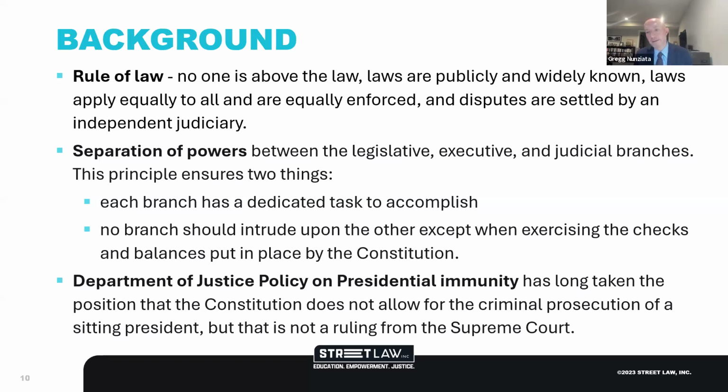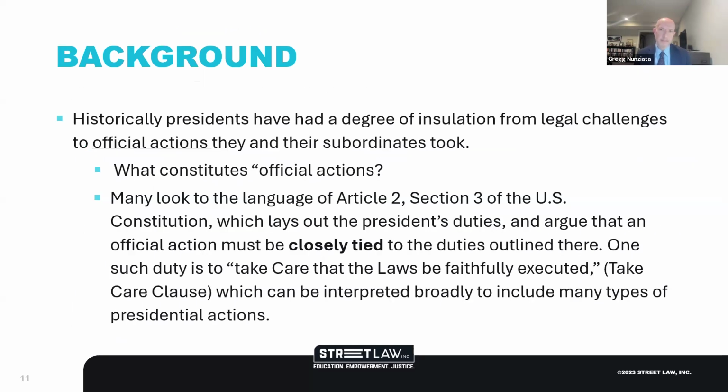So the Department of Justice has long had this notion that the Constitution would not allow for the criminal prosecution of a sitting president. It's not a judgment of the Supreme Court. It's practice of the Justice Department, and of course, ultimately, the president is the boss of the Justice Department. I don't know if there's any case law on this, but it's also generally understood that states can't criminally prosecute a sitting president. I think we can go to the next slide.